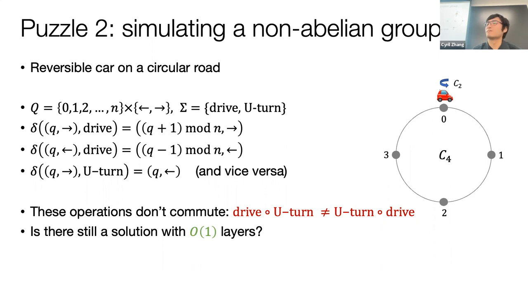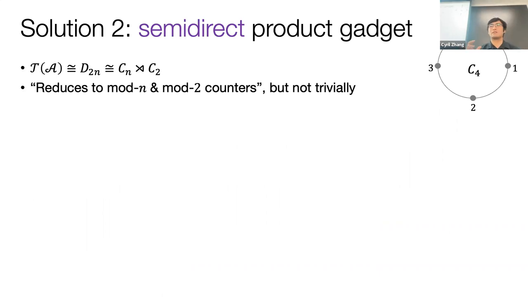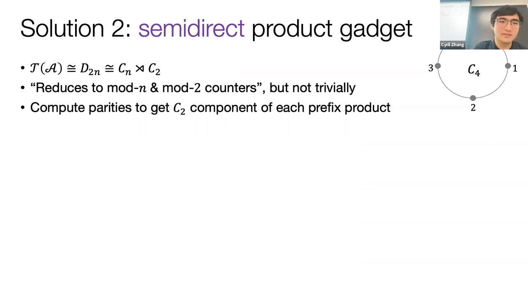Would it also, in three steps for each step, do an optimization based on the parity of the number of reverses so far? Yes, excellent. That is 100% the right answer. So what we have really constructed is a factorization of the transformation semigroup, which is really a permutation group of this machine. We've factorized it into a normal subgroup and a parity automaton. Intuitively, as you've noted, simulating this machine reduces in a non-commutative way to implementing mod n and mod 2 counters.